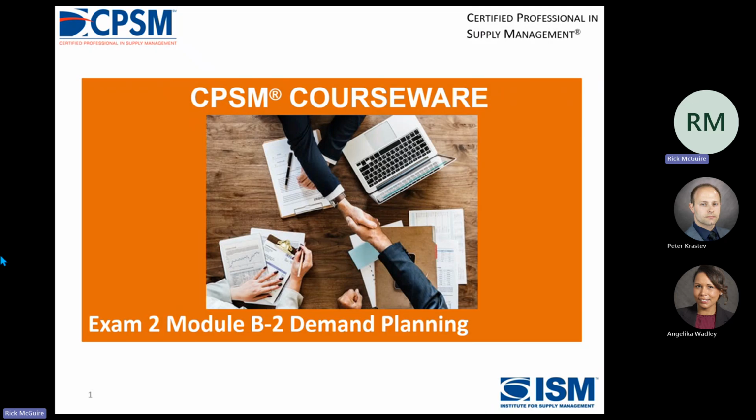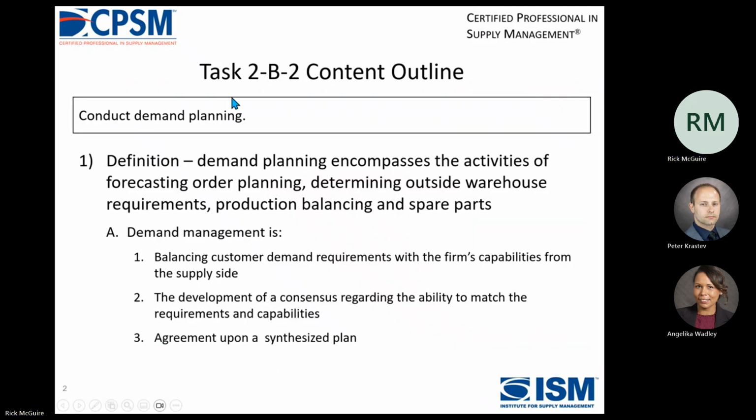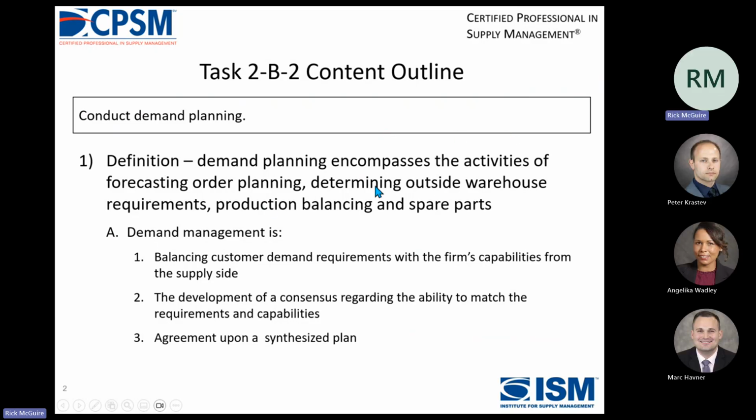All right, so they're going to cover something called demand planning here, which is kind of an odd concept, but demand planning encompasses the activities of forecasting, order planning, determining outside warehouse requirements, production balancing, and spare parts. So it's not really demand planning. Other than forecasting, I guess. The other stuff is talking about meeting the demand, or supply planning.